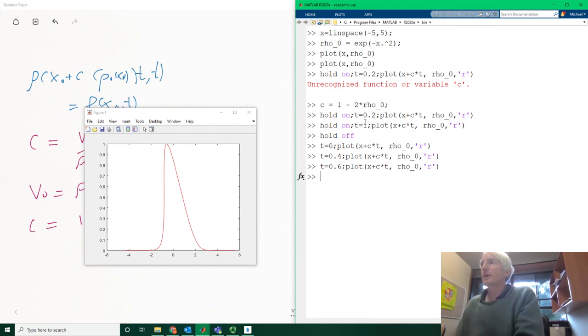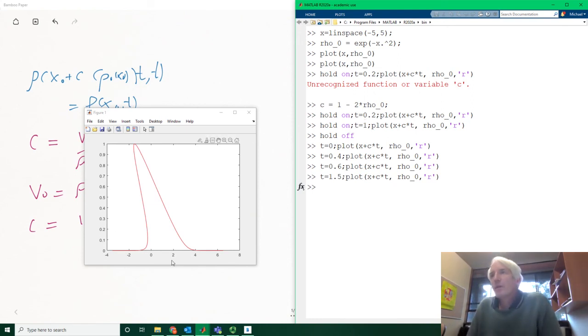And then it's crossed. And we go, say, to 1.5. We end up with it tipping right over like that. And of course this is not going to work because it's not a function anymore, is it? There's 2 values here. So something has to happen, and those characteristics crossing is called a shock.